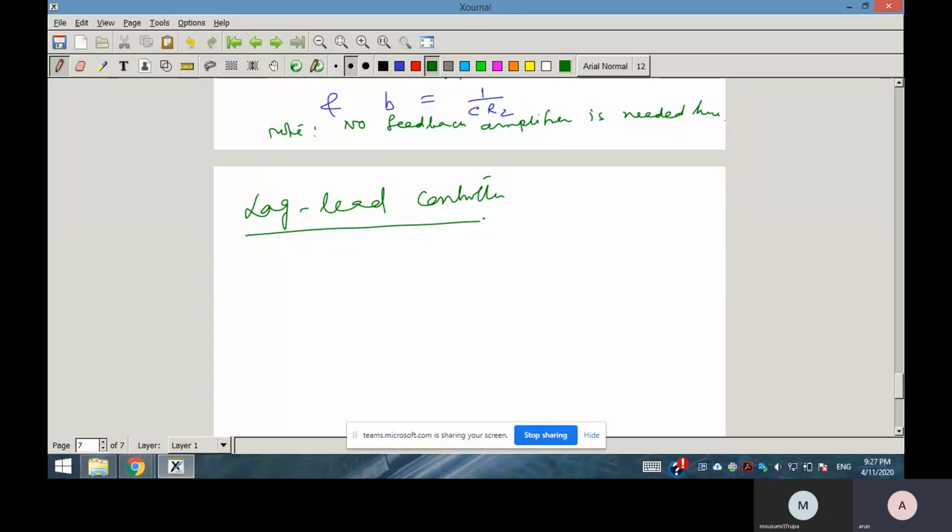Whether it will be lead lag or lag lead to provide gain attenuation as well as phase lead, that we will see. So here the objective, as I said, this is used to provide phase lead as well as gain attenuation at a particular frequency.